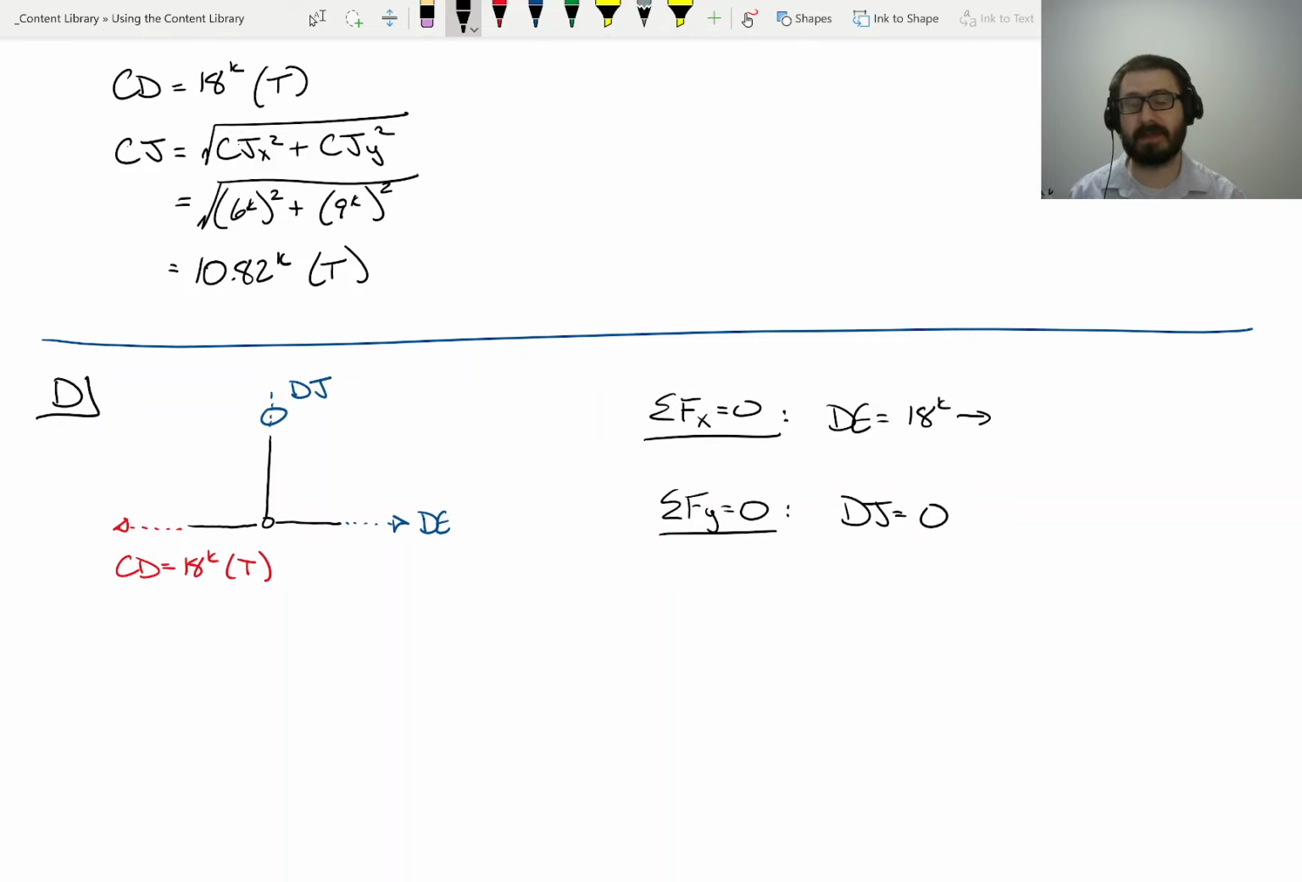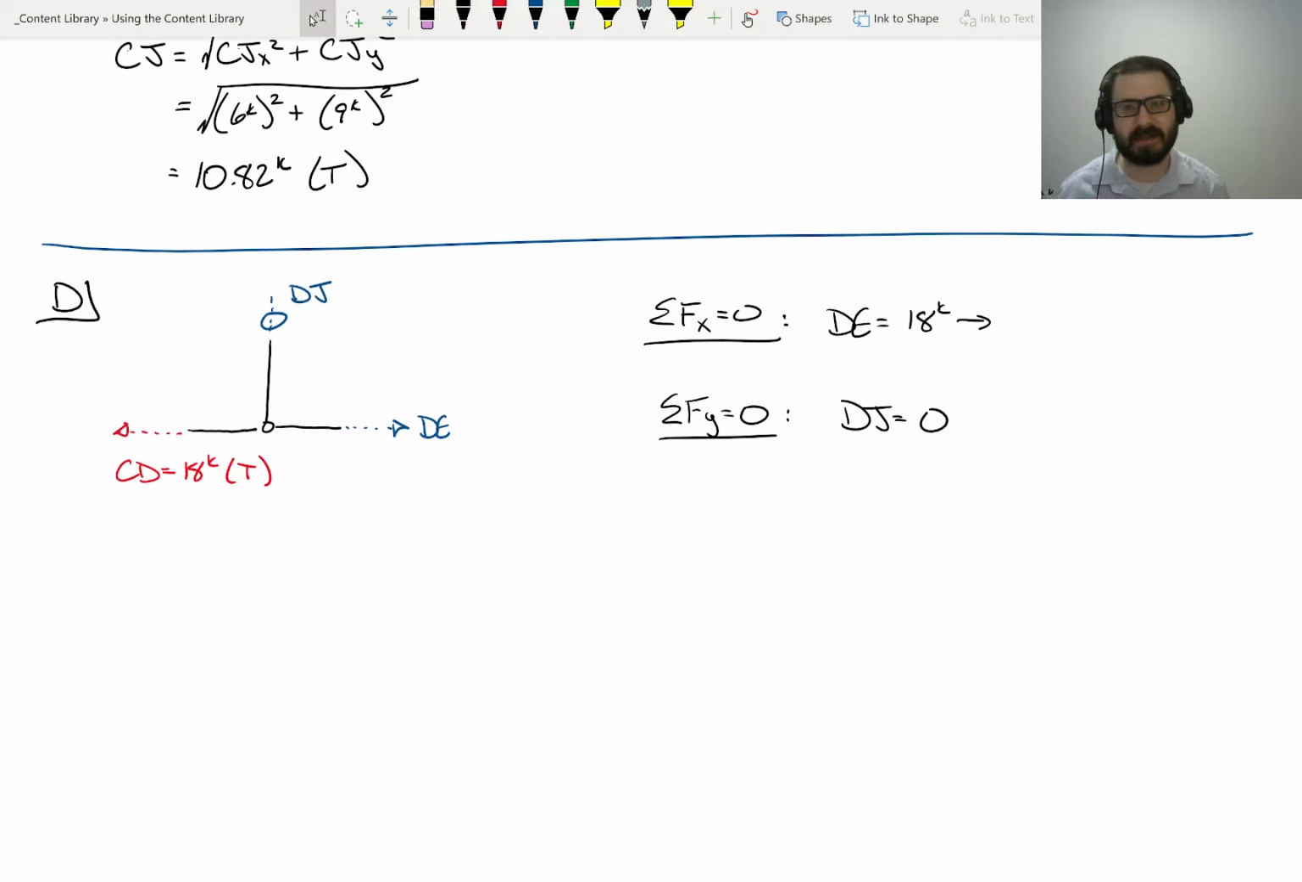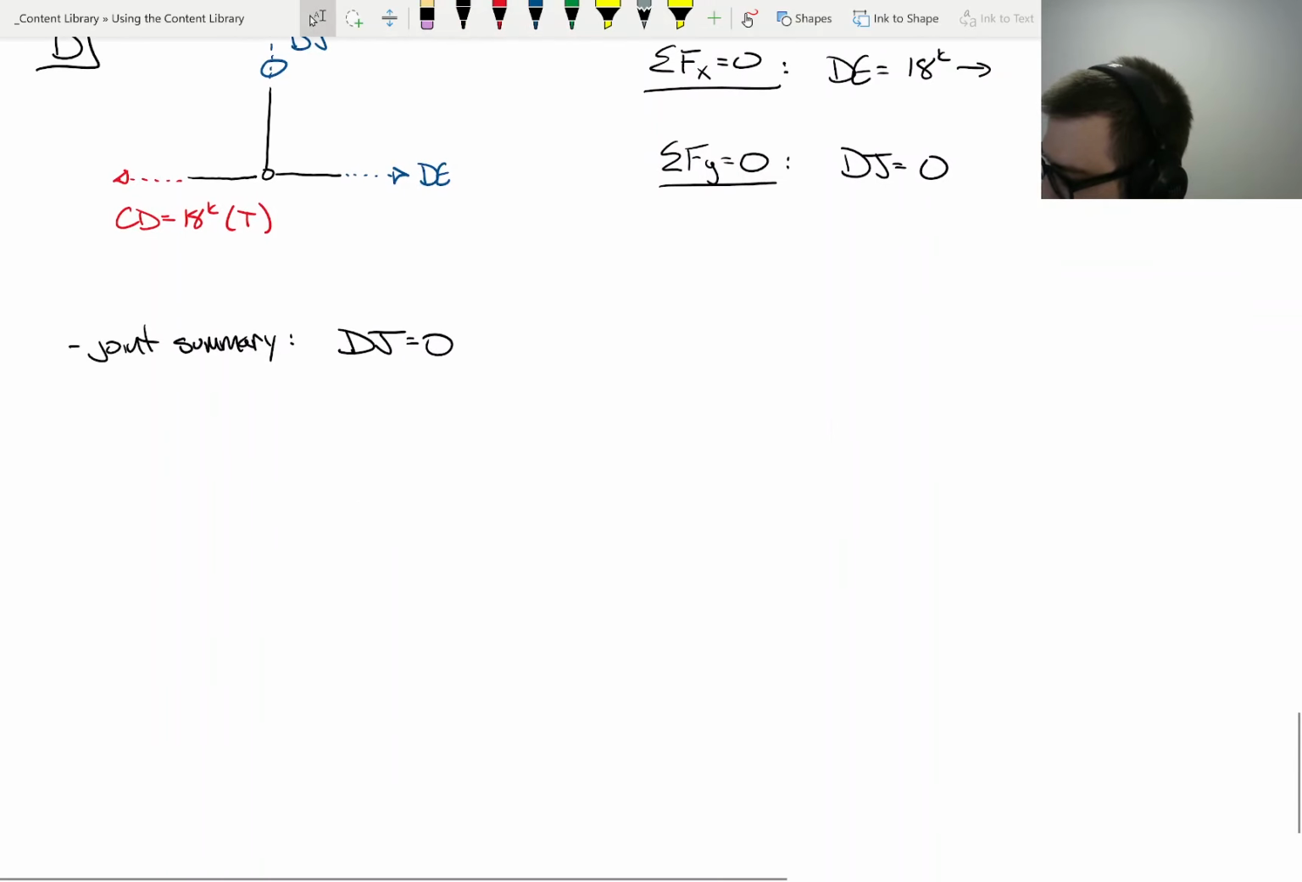And that happens with some truss analyses. This is, I think, our first in-class example with a zero-force member. We're going to talk about this during Lecture 9, how to identify zero-force members, because they do happen, and there are reasons for them, and I don't want to get too far down the rabbit hole discussing that. All I'll say is that zero-force members do happen. Okay, so therefore, joint summary: DJ is zero.